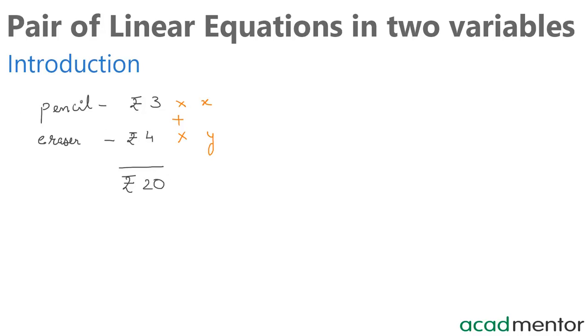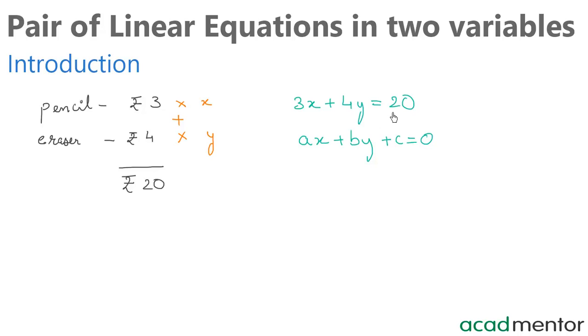Now to write that in the form of an equation, you would say that 3x plus 4y, where this is the sum you paid for pencils and this is the sum you paid for erasers, is equal to the total money that you had, that was rupees 20. So this here is a linear equation in two variables. You might also remember that the general form of a linear equation in two variables is ax plus by plus c equal to 0, where a and b cannot both be 0 at the same time. Rings a bell? I'm sure it must.